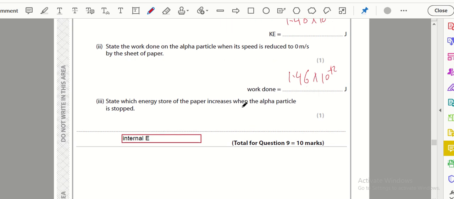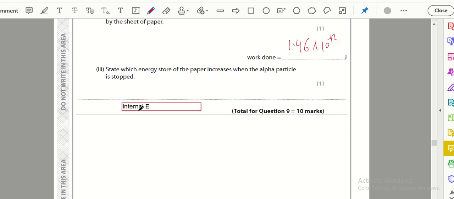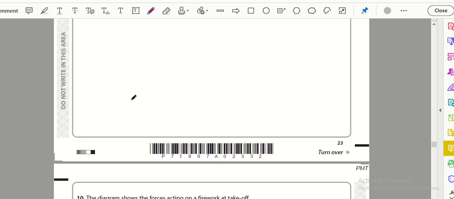State which energy store of the paper increases when the alpha particle is stopped. It is the internal energy store, which is then transferred as thermal or light energy.